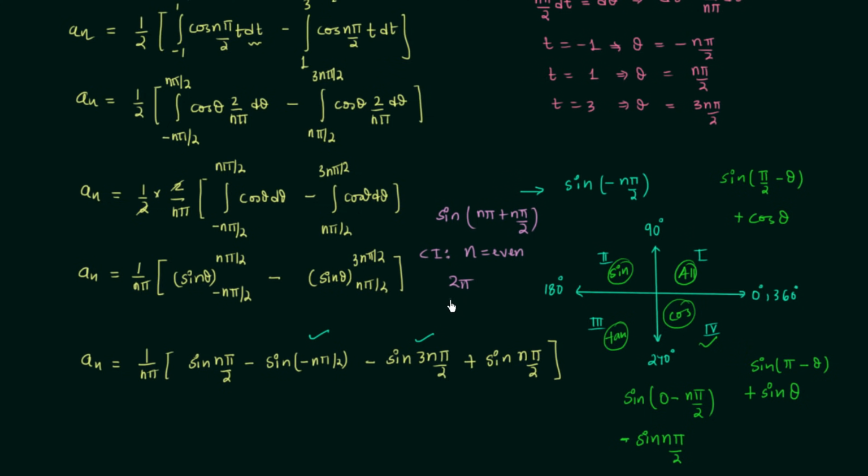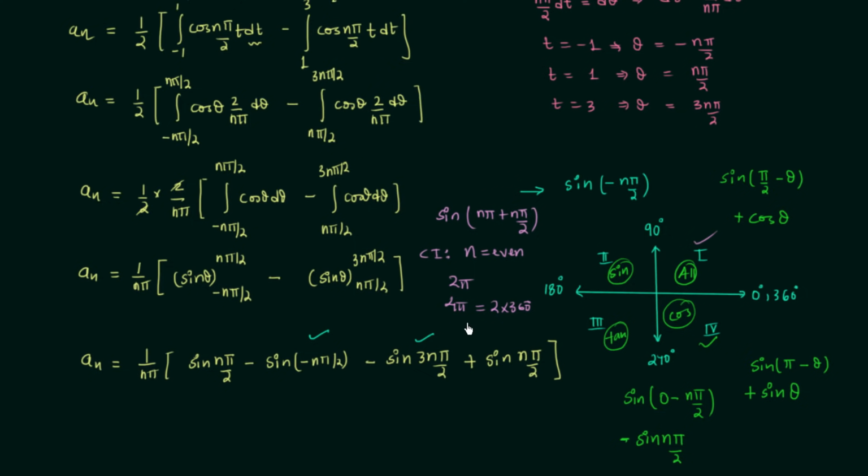When n is 4, we have 4 pi, which is nothing but 2 times 360 degrees. So it means 2 revolutions, and again you are at 360 degrees. So when n is even, we are at 360 degrees, and 360 degrees plus something moves us in the first quadrant, and in the first quadrant every trigonometric ratio is positive.